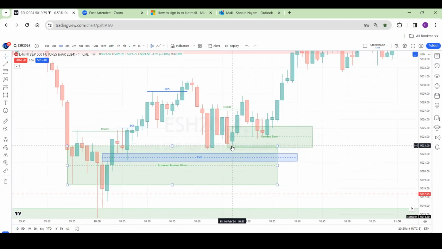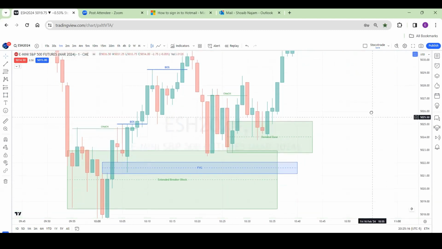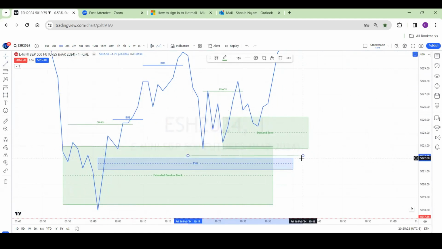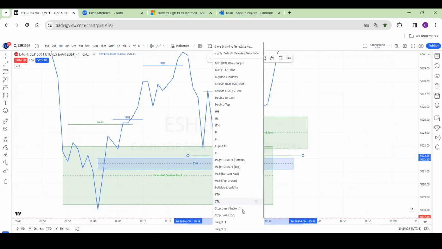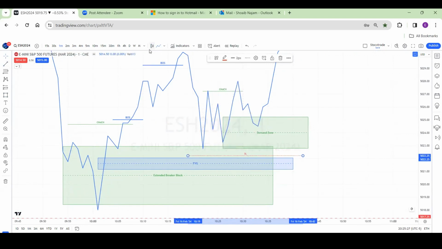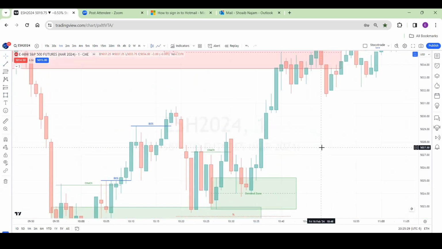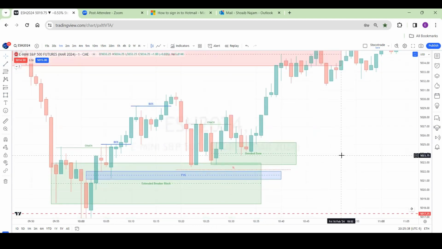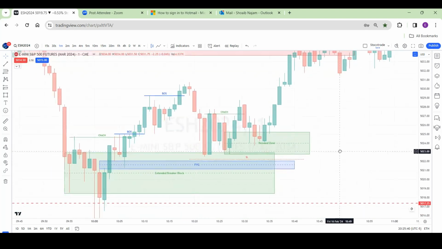If you are taking the entry here, where is your structure? Your structure is here. So you need to put the stop loss here, below this structure. How many points will your stop loss be? It's up to you. If you are looking at a 1 hour chart, this might be 50 points. I am looking at the 1 minute chart because my entry is always on the 1 minute, so I will be looking at 3-4 points maximum.